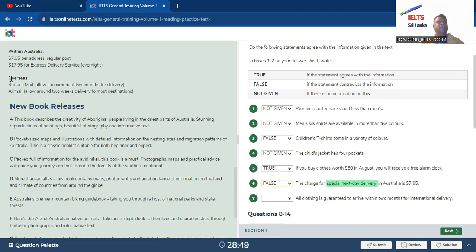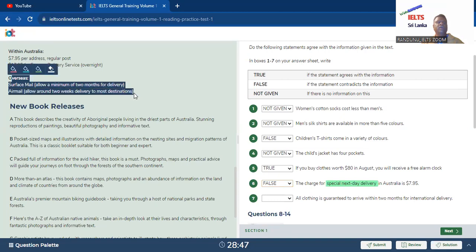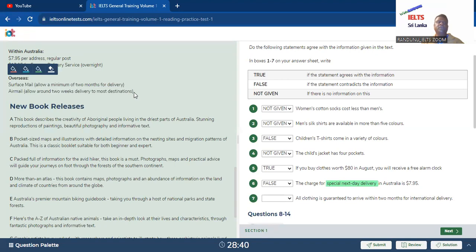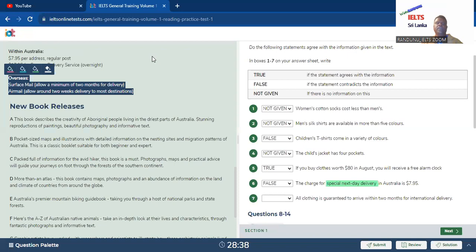That one is given in this area. Overseas means international, no? International delivery, here overseas delivery. Overseas and international, same thing. By reading this one, can you all find out the answer? Don't be hurried to give the answer. Read it carefully, because sometimes if you make your decision the first time, you may make a mistake. Think one more time.